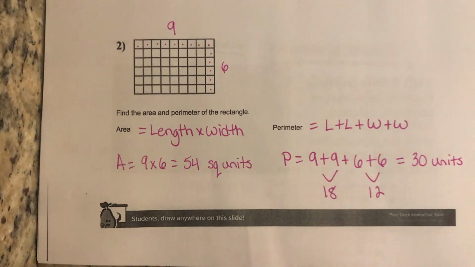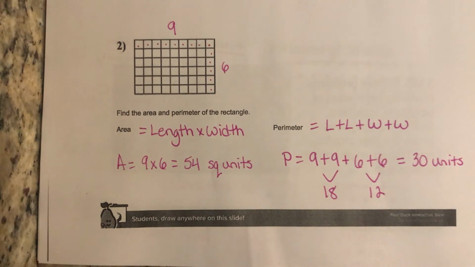And our label would be square units because area uses squares to cover the inside of the shape. It's units because we don't know how big these squares are. We can't say that they are measured in inches or centimeters because they're not labeled that way.